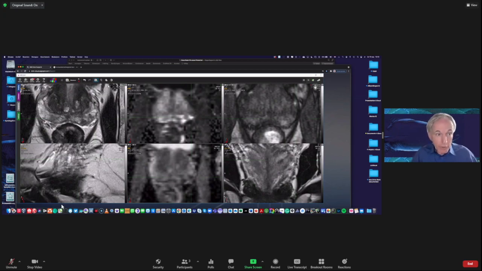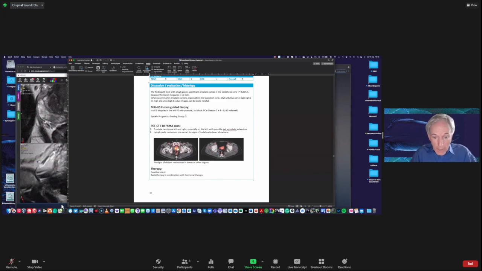And there is a positive lymph node. And as you can see on the PSMA scan, that is why I re-looked at the images, there is a positive lymph node as well. And this patient was given radiotherapy in combination with hormonal therapy.